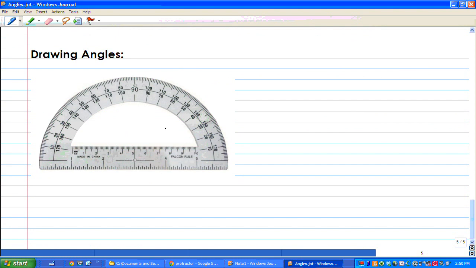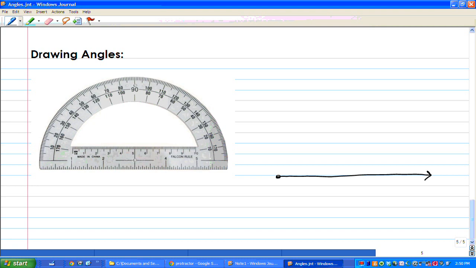This is something that you should know, but a lot of students get confused, primarily because there's two different scales on there. So let's say I wanted you to draw a 30-degree angle. What you would do is you'd start with a ray. So I'm going to go like this and draw a ray, and I'm going to put a dot at the end of that ray.